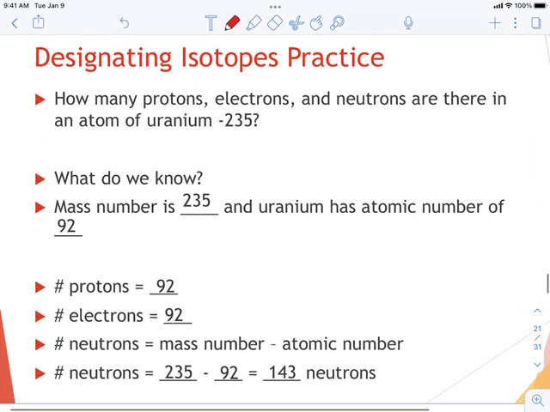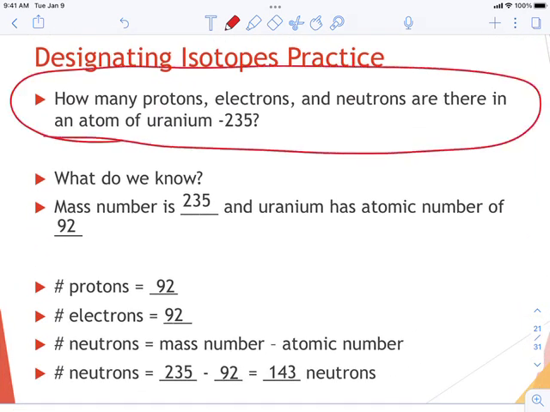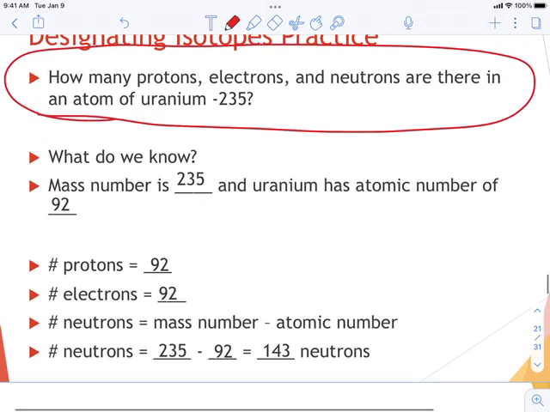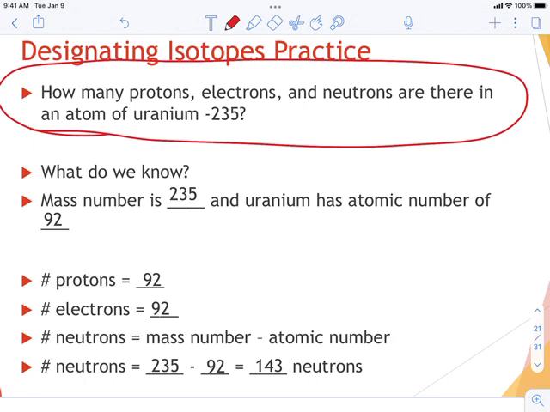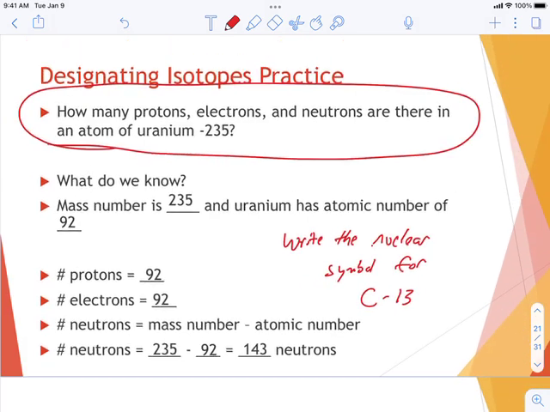Here's a practice problem you can do on your own. Just hide the answers and then check them. Also, what I would like you to do, separate problem, write the nuclear symbol for C13. That's the other notation, nuclear symbol. And we can check that in class.